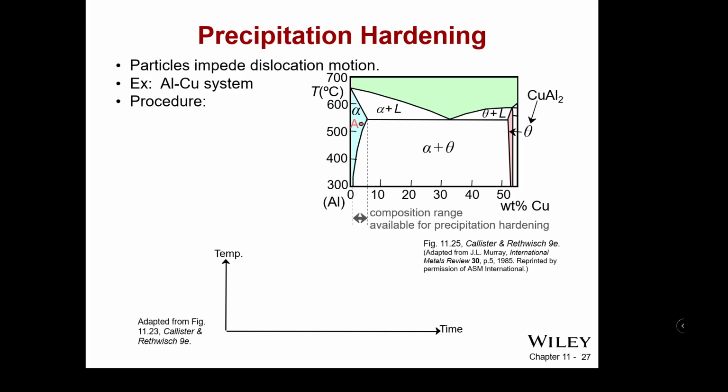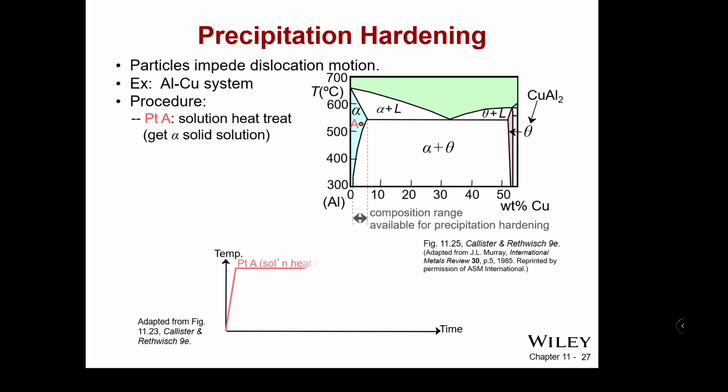So the precipitation hardening that we've seen some examples of, we've got a lot that happens in this process. We've seen what that does in terms of the particles impeding dislocation motion. The aluminum copper system is an example we'll look at here.